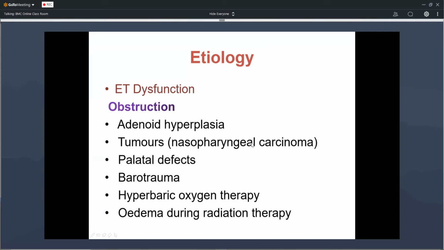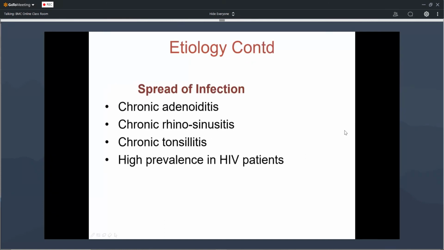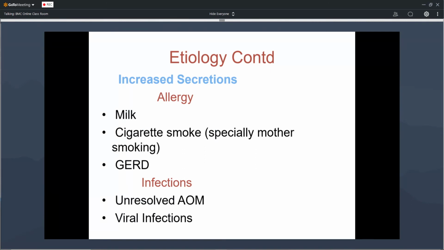Among these, the main cause is adenoid hypertrophy. Along with the short eustachian tube, adenoid hypertrophy will cause complete blockage of the nasopharyngeal end of the eustachian tube. The second etiology is spread of infection from the nose and nasopharynx. If there is chronic rhinosinusitis, adenoiditis or tonsillitis, there is a chance of spread of infection through the eustachian tube into the middle ear cavity.